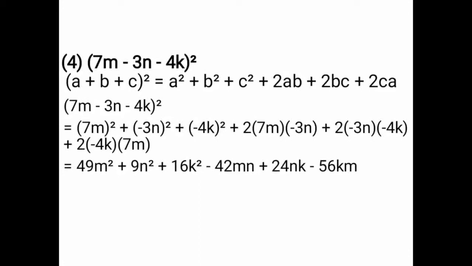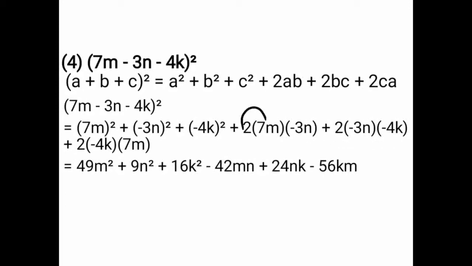Square of 7m is 49m square, because square of 7m is 7m into 7m. Square of minus 3n is equal to minus 3n into minus 3n, which is plus 9n square. Square of minus 4k is equal to minus 4k into minus 4k, which is plus 16k square. Plus multiply this: 2ab plus 2bc plus 2ca.